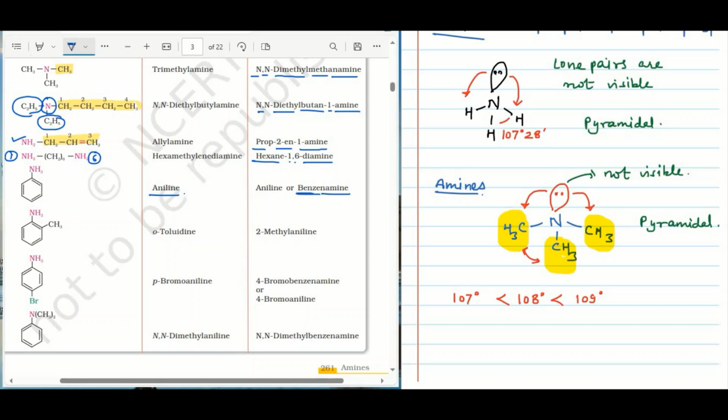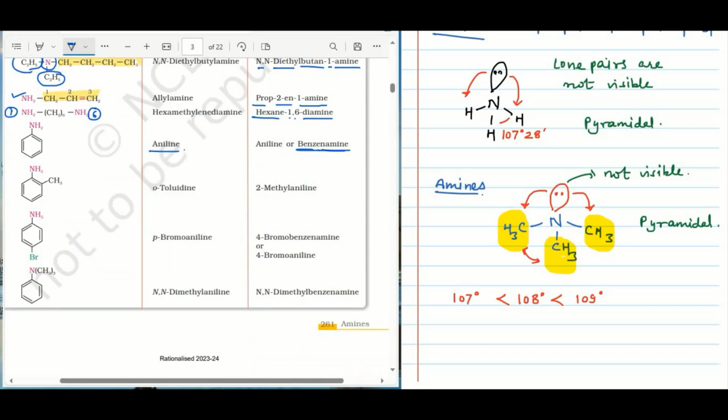And the IUPAC name can be benzene amine. Now come to the next example. In the next example, here NH2 is bonded to the benzene ring and a substituent CH3 is also there. So you have to number it from the carbon to which nitrogen is bonded. So here this is 1 and this is 2. So the IUPAC name of this compound will be 2-methyl aniline.